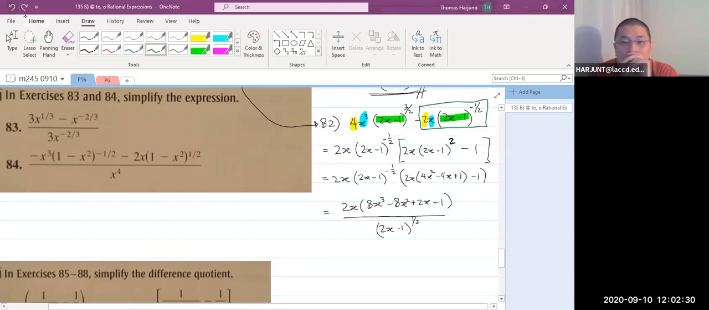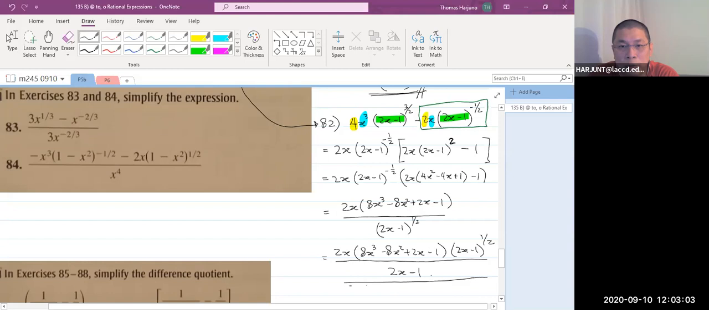Now then, the last part, we have an issue with exponent 1 half at the bottom, because that basically means square root, right? So what I will do, I multiply the top and the bottom by that square root, 2x minus 1 to the power of 1 half, such that at the bottom I have 2x minus 1 only. I know it seems to be very ugly, huh?